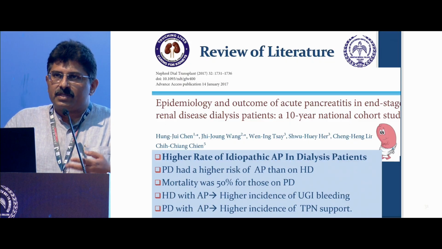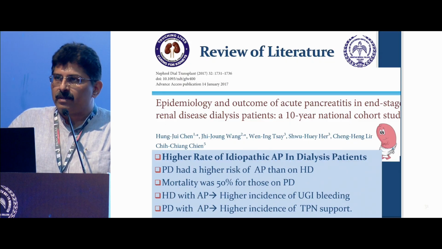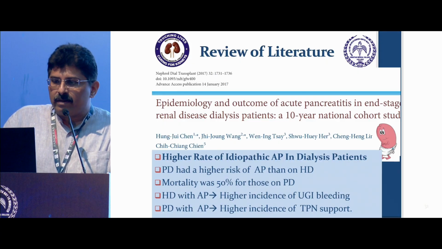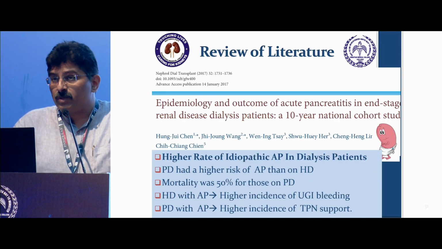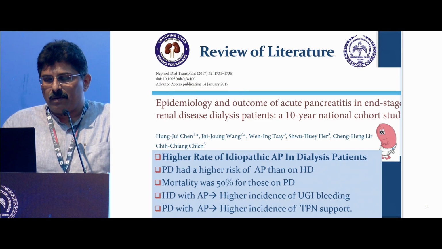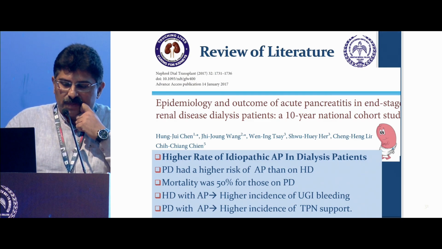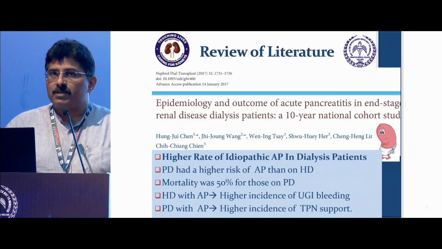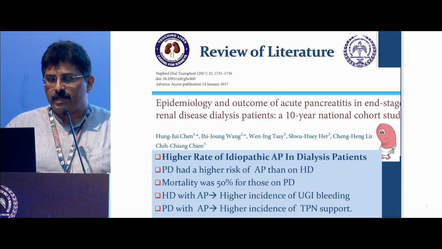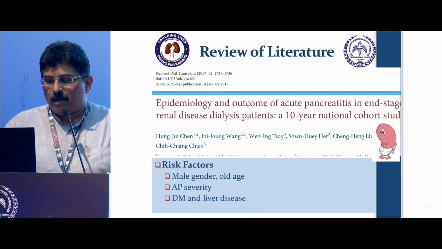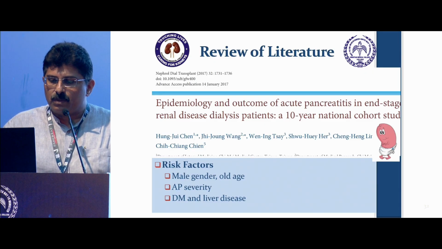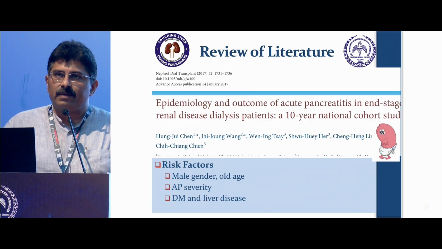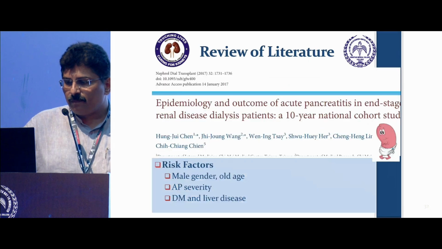Most of these dialysis patients' presentation of acute pancreatitis can be idiopathic. Peritoneal dialysis has a higher risk of acute pancreatitis than HD. The mortality is almost about 50%. Hemodialysis patients with acute pancreatitis have a higher incidence of upper GI bleed, whereas peritoneal dialysis patients have a higher incidence of TPN support. The risk factors mainly were male gender, old age, the severity of acute pancreatitis, and comorbidities such as diabetes and liver disease.